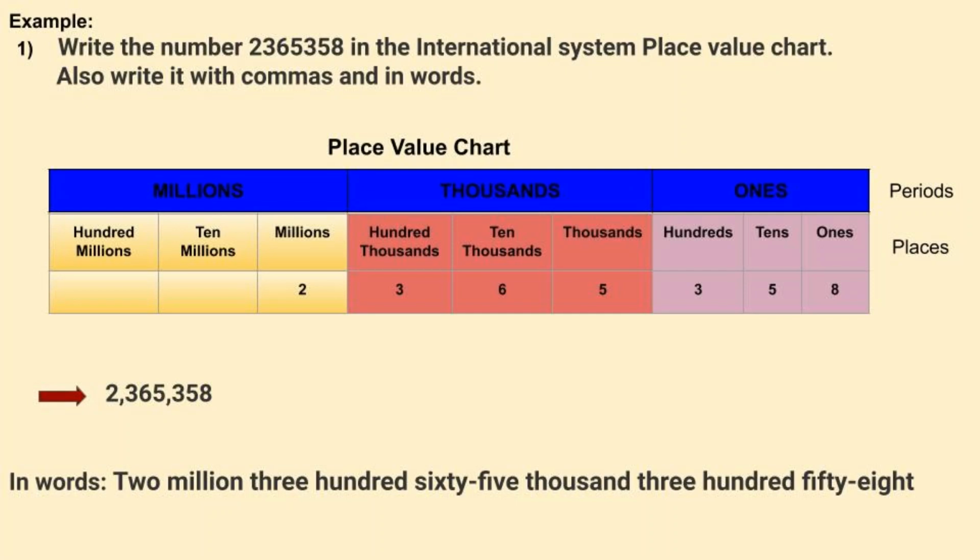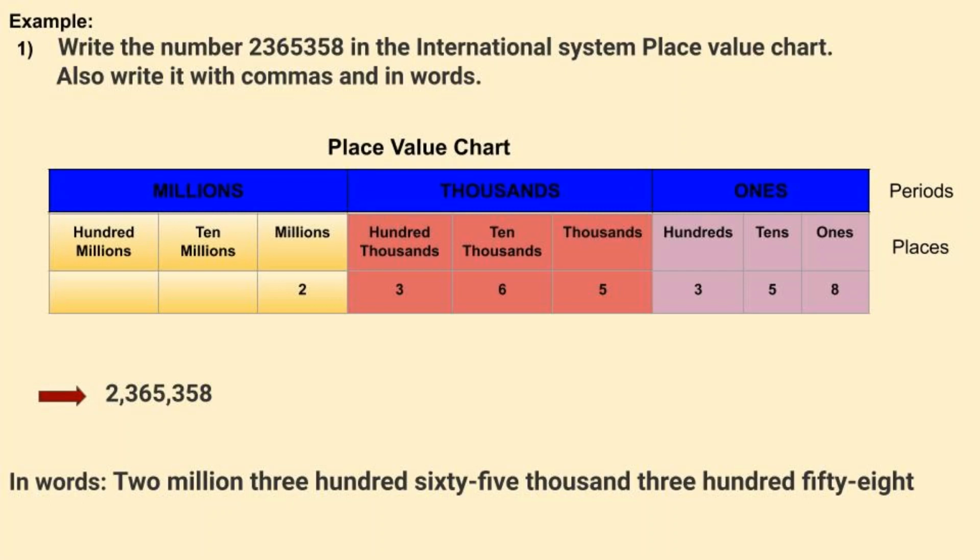Let's represent the number in the place value chart. While representing a number in the place value chart, start from the right side of the number. That means start from the ones place. 8 is in ones place, 5 in tens place, 3 in hundreds place. Then 5 in thousands place, 6 in 10,000s place, 3 in 100,000s place. Then 2 in millions place. Hence, the number has been represented in the place value chart as shown here.